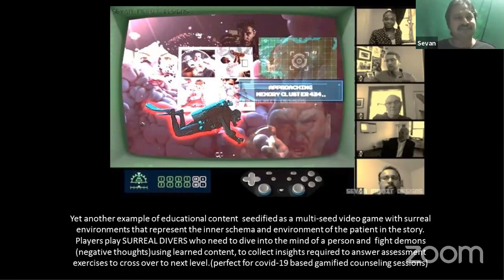We can take case studies of somebody who's fighting corona-related issues and simulate his mind, and help participants go into the mind, as a diver in this case, and fix things up. But you need to understand that when these people are fixing things up in someone else's mind, they're also fixing things up in their own minds. So with the proper subject matter expert, they can really help a lot of people with this.